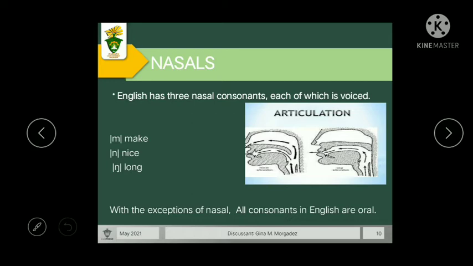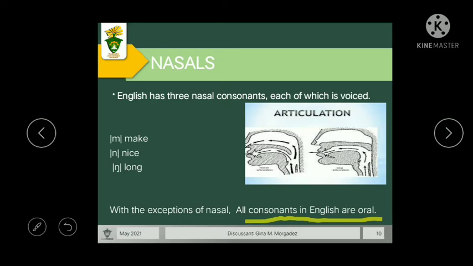With the exemption of nasals, all consonants in English are oral. The soft palate moves back in the mouth and touches the pharynx, preventing air from flowing through the nasal cavity and forcing it instead through the oral cavity. With nasal consonants, however, there is no such movement of the soft palate. Consequently, the air is allowed to flow through the nasal cavity.